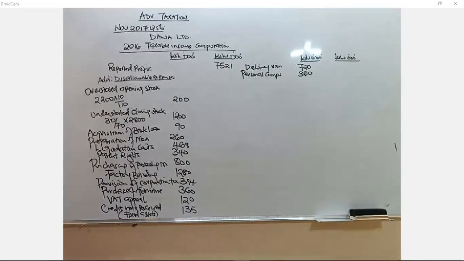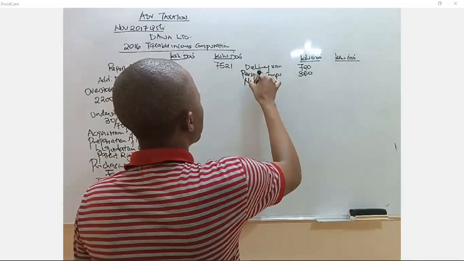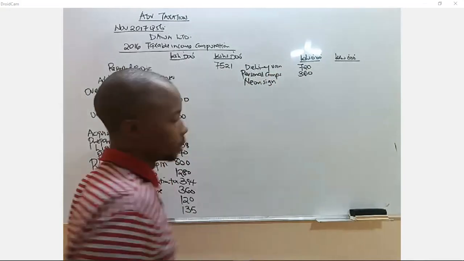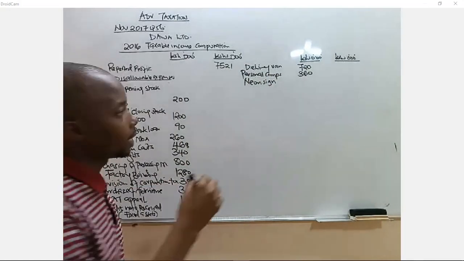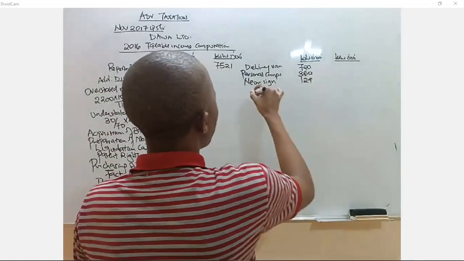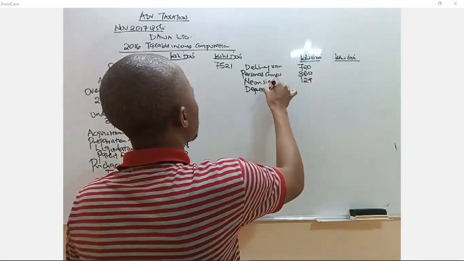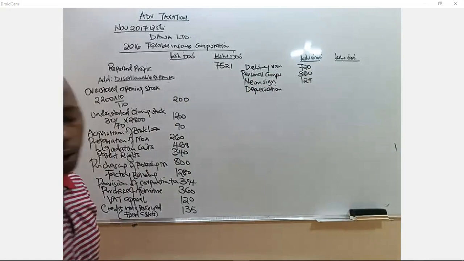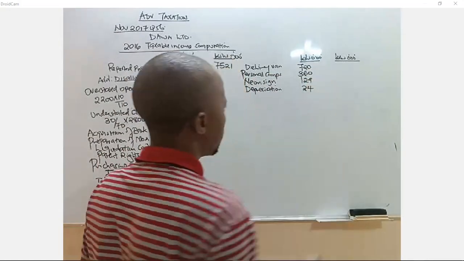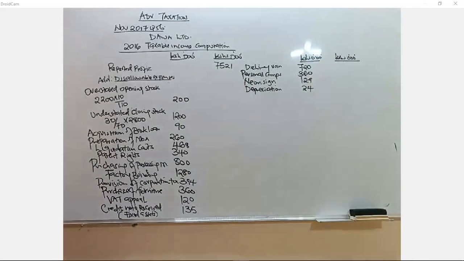Now, when we go to note number 6, we say that advertising includes neon sign. The neon sign, which is a disallowable expense, amounts to 129. We have depreciation. Our depreciation amounts to 24. Do we have anything else? We have something called the other allowable expenses. Now let me run straight away to the income statement.